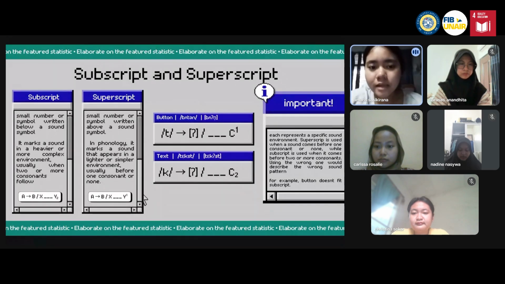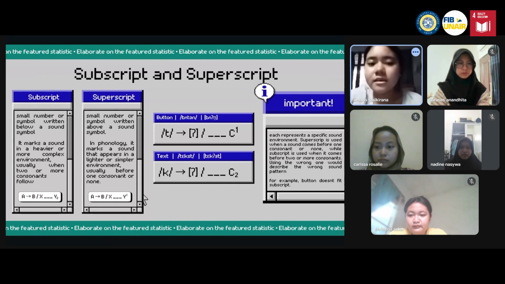The word beside the word button is the transcription that follows the rules, and the consonant is T. You don't physically pronounce the T, so it's not "button" with a clear T, but "button". So there, it becomes another consonant that only follows one consonant after. That's why it's a superscript. And now we have the second example, which is text.